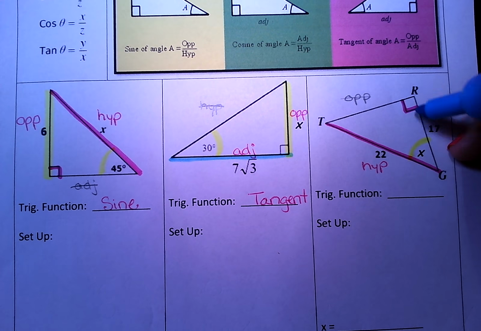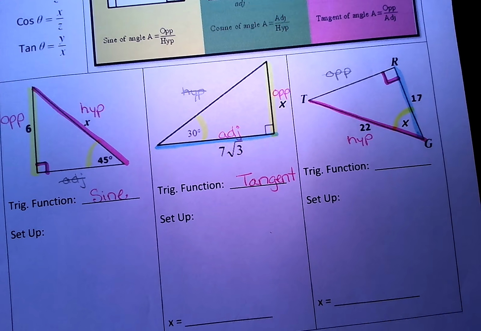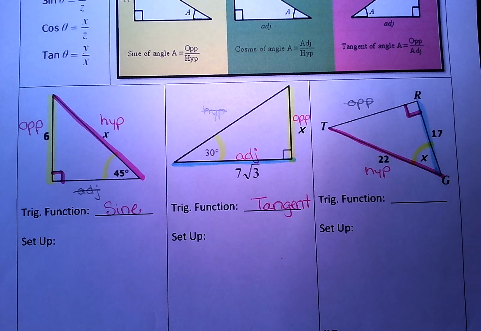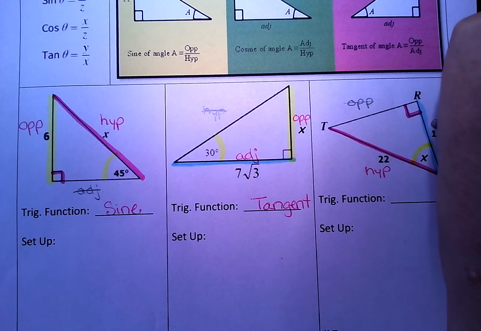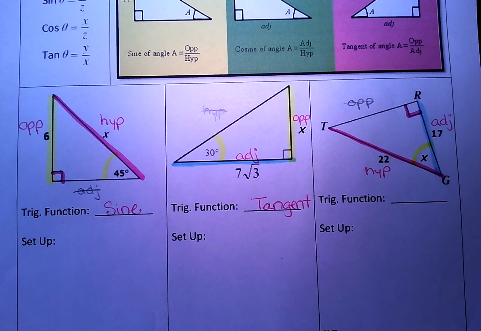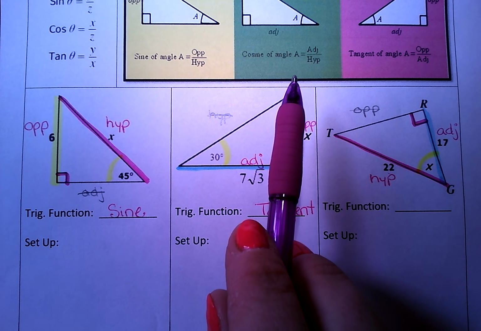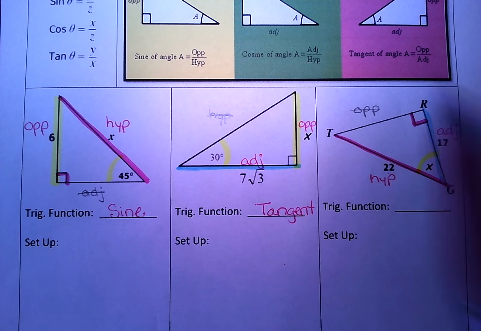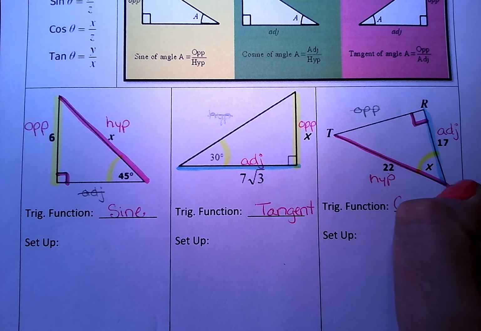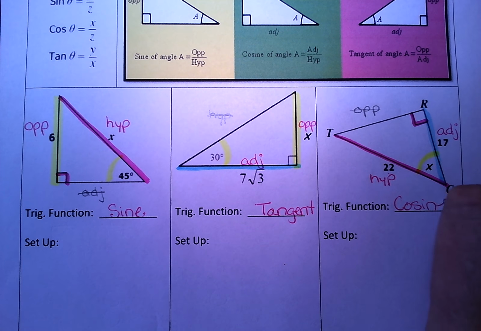I also have a measurement of 17. 17 is adjacent to the angle. So 17 represents the adjacent value. In this triangle, I'm going to be using adjacent and hypotenuse to solve. Cosine compares the adjacent and hypotenuse.